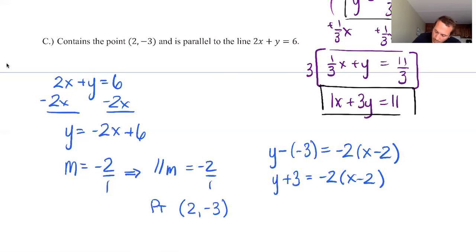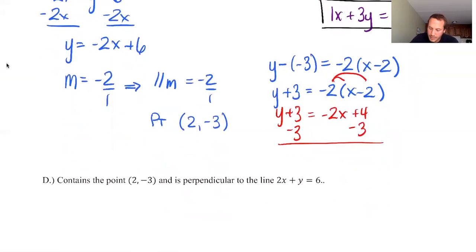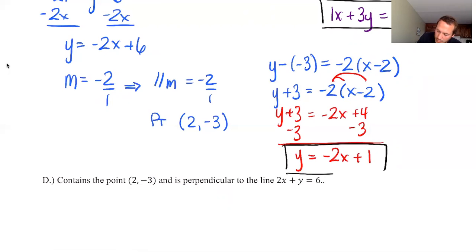So what we're going to do here is let's distribute this. I've got y plus 3 is equal to negative 2x plus 4. Let's subtract 3 on both sides, and that's going to give me an answer of y equals negative 2x plus 1, okay? So there's my answer. There's a line in point slope. Here's the line in, this one's in point slope. The other one was in slope intercept.